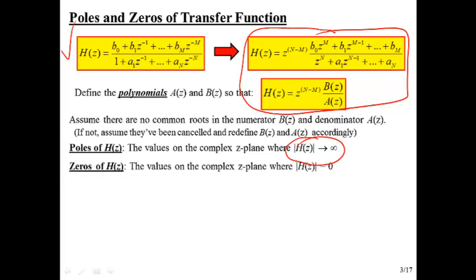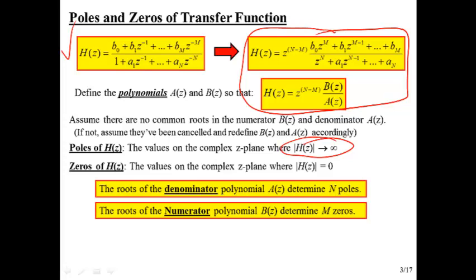The zeros of h of z are defined as the values of z that make h of z go to 0. I mean, this terminology makes sense. Why do we call these poles? Well, it's like a tent pole. A tent pole takes the surface of the tent all the way up, well, not up to infinity, but it does take it up to a pretty high point, and so this is evocative of a tent pole, so that's why we call those poles.